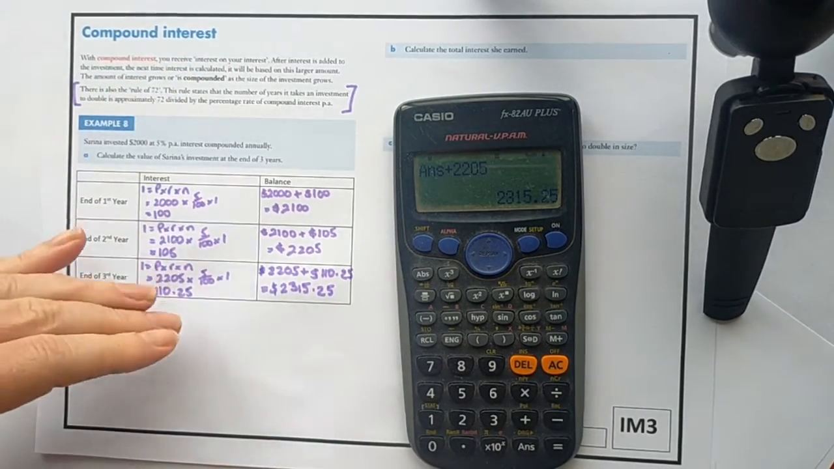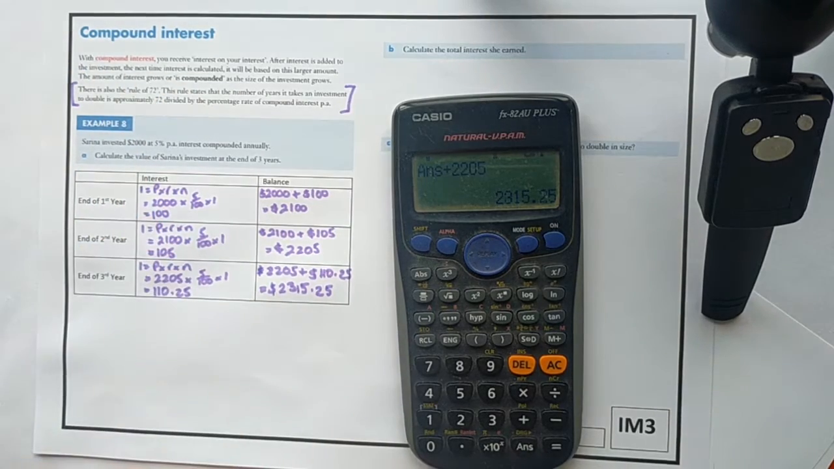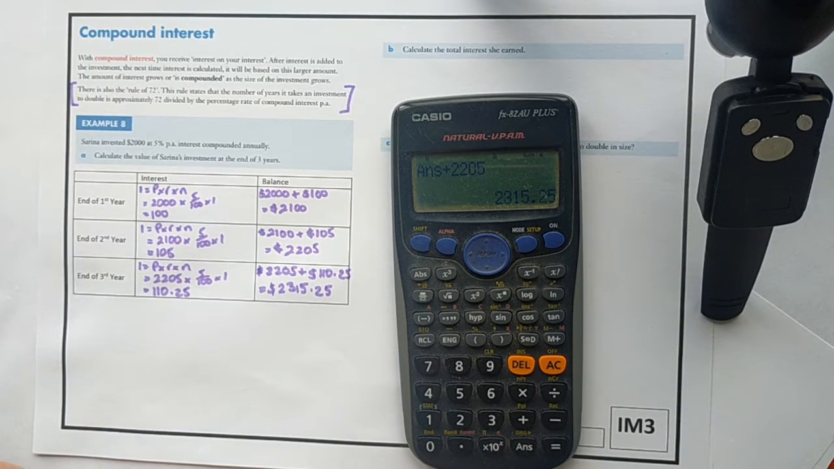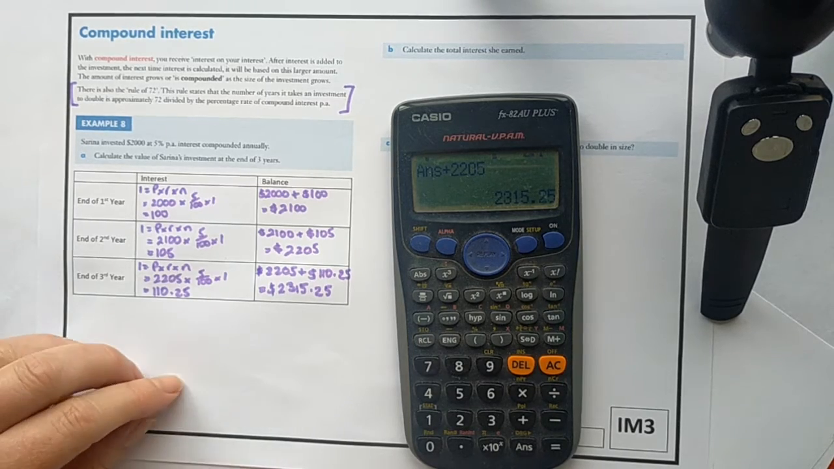you need to set yourself up a table so that you can work out the interest and the balance for each of the different questions that you do.